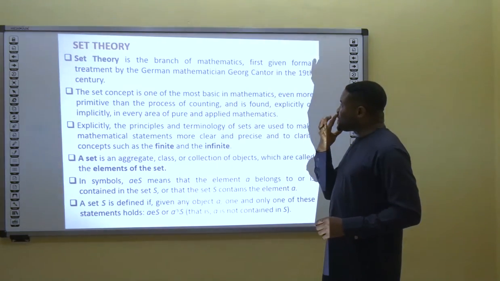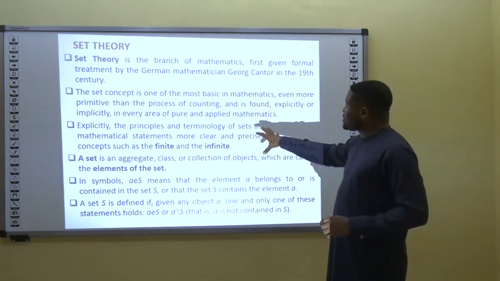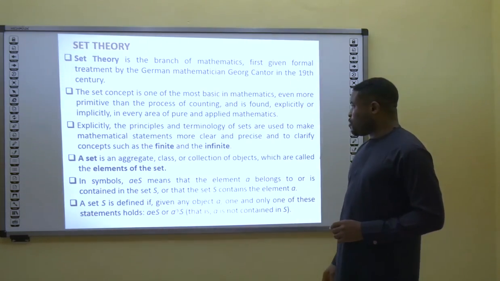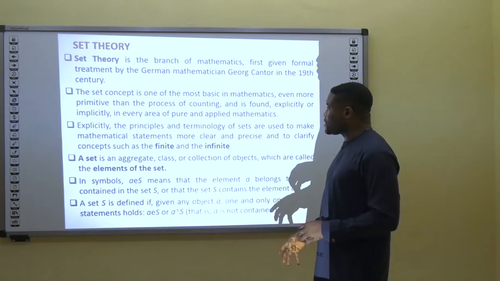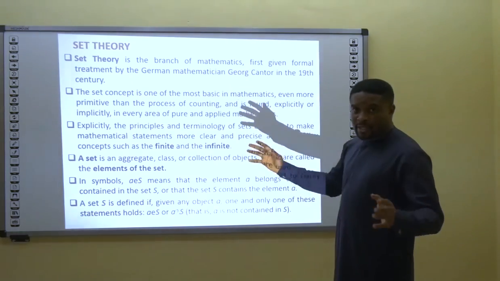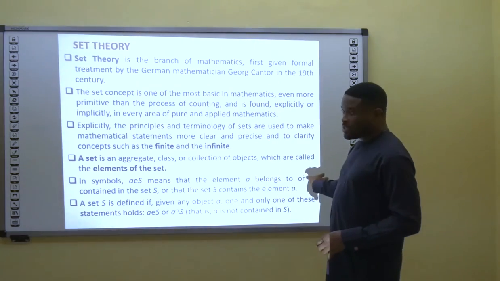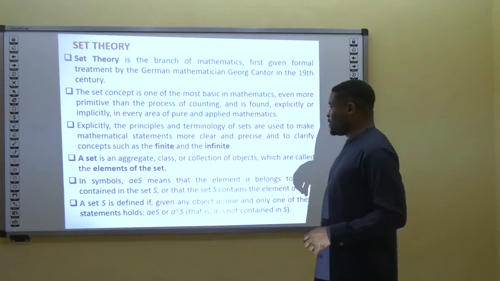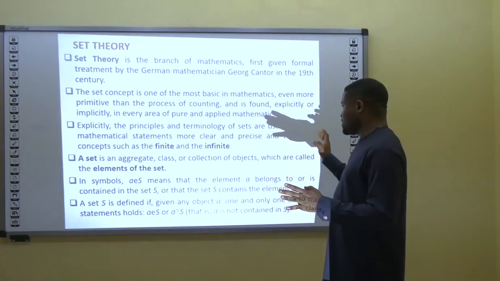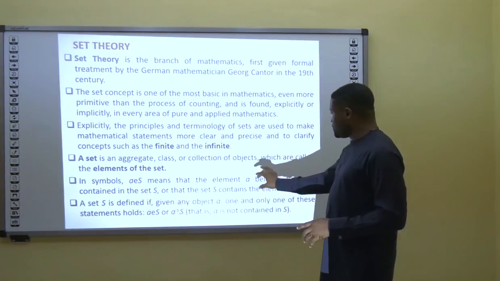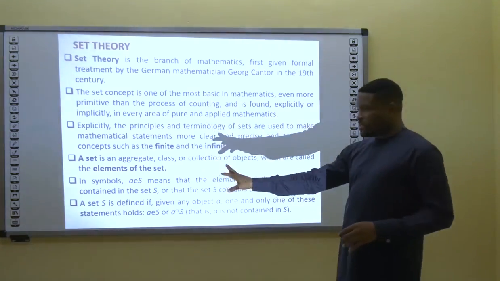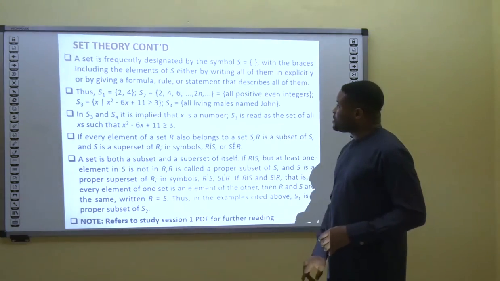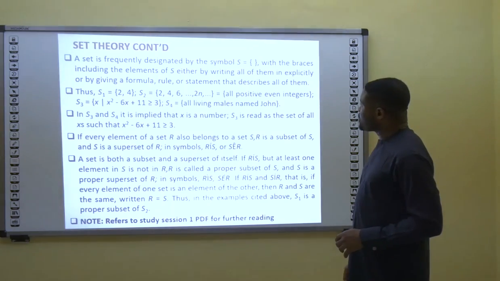Set theory is just a branch of mathematics that is used for subsets, when you want to look at the common subsets within different sets that we are studying. So basically we said here that a set is an aggregate, class or collection of objects which are called the elements of the set. So we'll be looking at different sets and subsets.